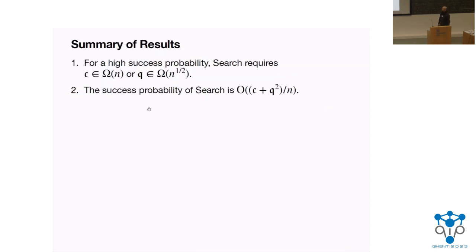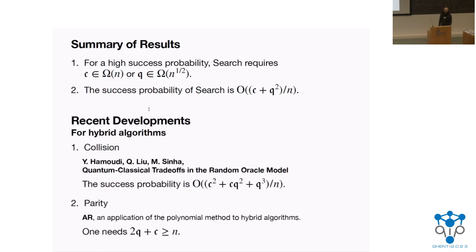So just to conclude, this is the summary of my results, the two theorems that I've shown. And also I want to mention some recent developments, which were still left as open questions in my paper, most notably the result by Hamoudi, Liu, Sinha, which showed tight trade-offs for the collision problem in the hybrid model by providing the upper bound on the success probability.